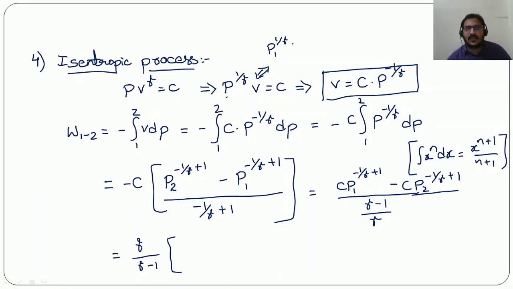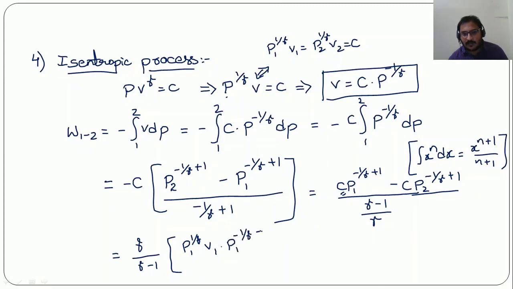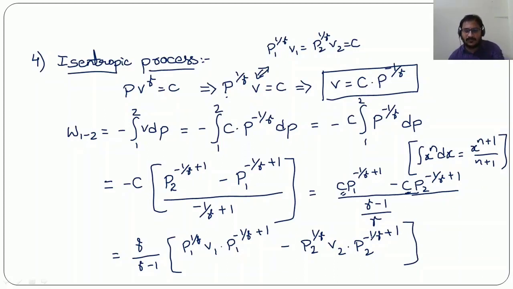P1 to the power 1 by gamma into V1 is equal to P2 to the power 1 by gamma into V2 equal to constant. So now instead of this constant, let us put P1 to the power 1 by gamma into V1 into P1 to the power minus 1 by gamma plus 1 minus, instead of this C, let us put P2 to the power 1 by gamma into V2 into P2 to the power minus 1 by gamma plus 1.